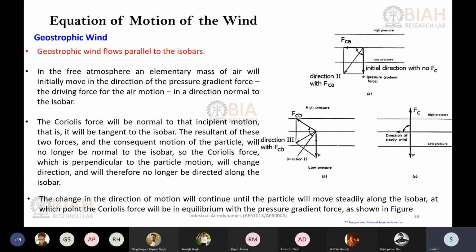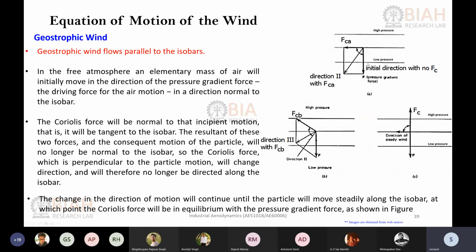So we consider three isobars here, one on the higher side, one intermediate and one on the lower side. Okay, so these are three isobars. We know that when there is a pressure gradient, the force will be from higher to lower side. So the wind will start to flow from higher to lower side, along this vertical direction.